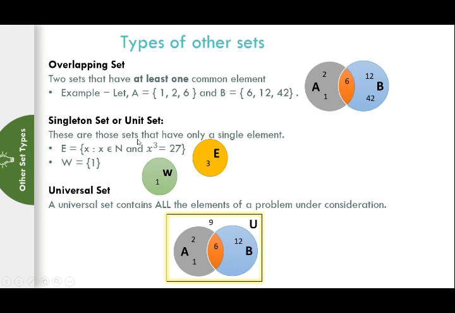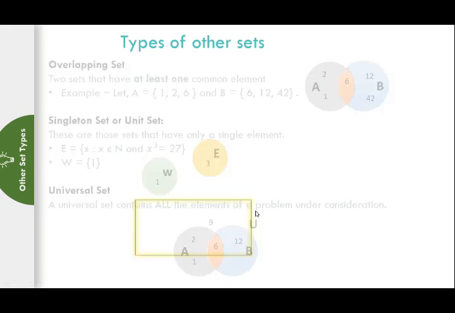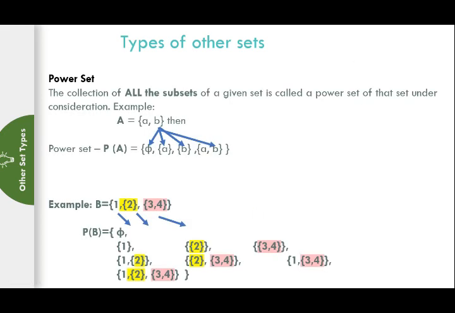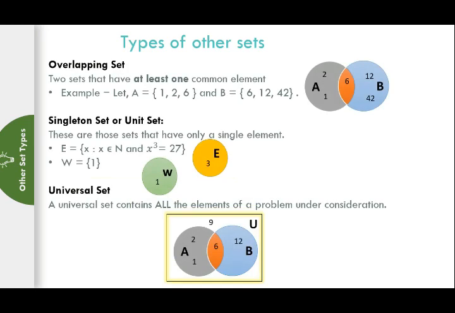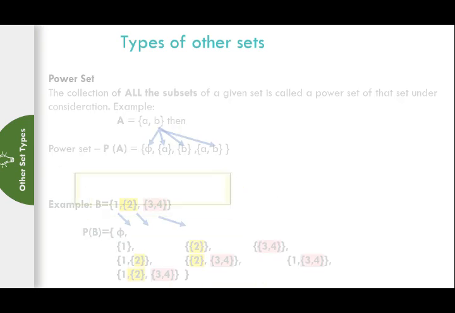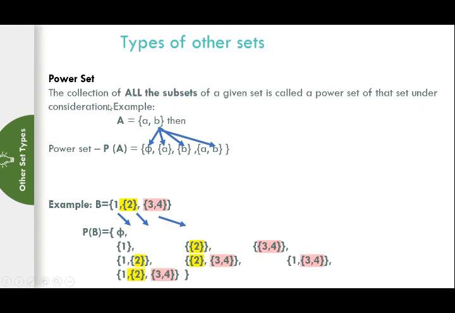Singleton set or unit set: if your set has only one element, then that is called a singleton set. Universal set: a universal set contains all the elements of the problem under your consideration. Whatever problem you choose, whatever largest set you have, that is called a universal set. Power set is a collection of all subsets of a given set. Now for example, I have set A which has only two elements.